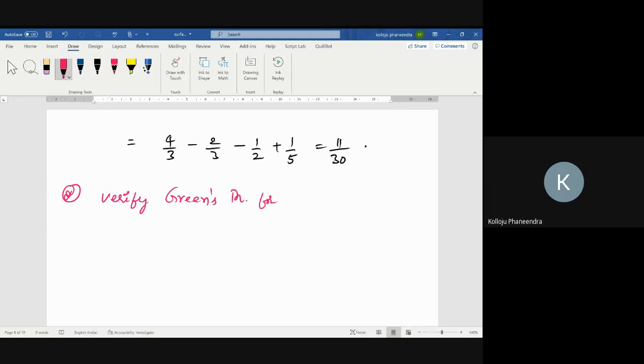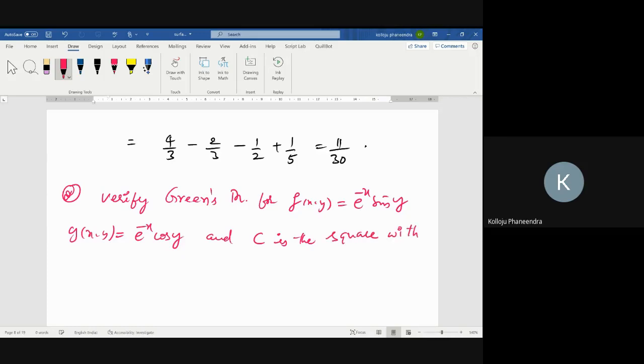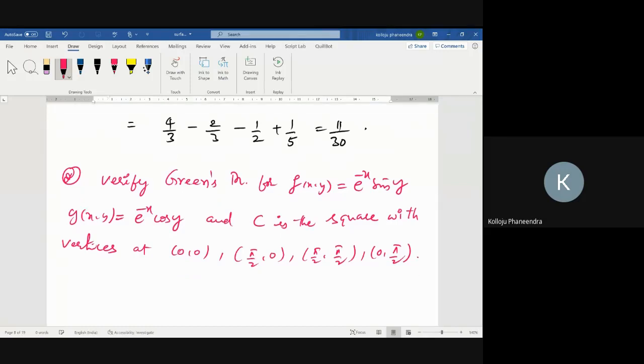Verification for f of x comma y equal to e power minus x sin y, g of x comma y equal to e power minus x cos y, and C is the square with vertices at 0 comma 0, pi by 2 comma 0, pi by 2 comma pi by 2, and 0 comma pi by 2.